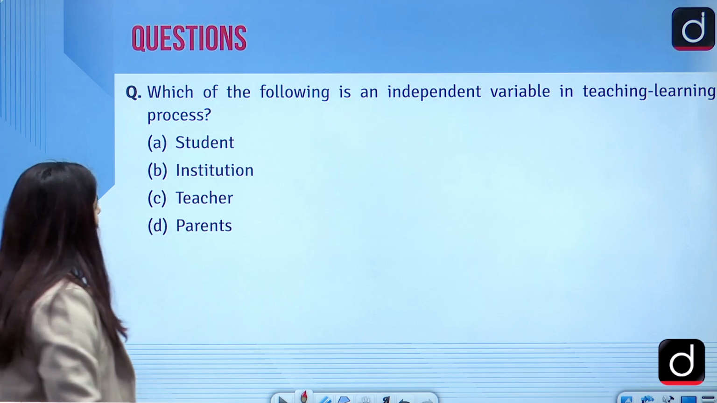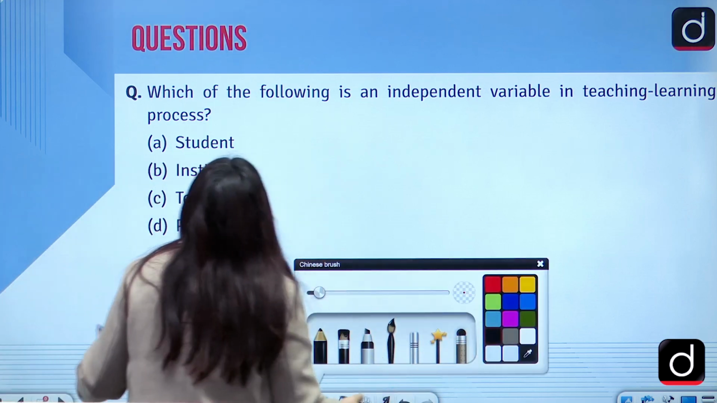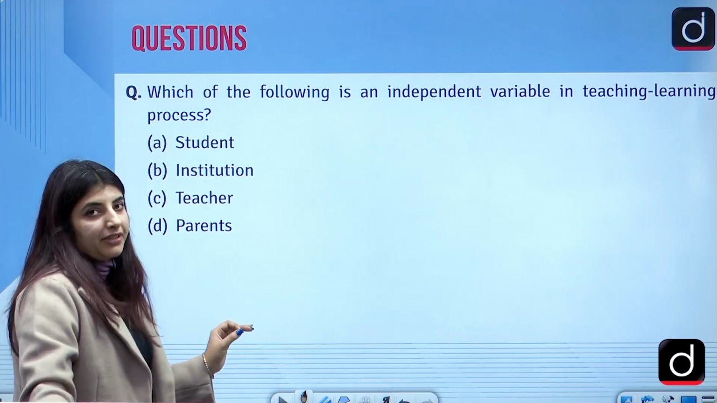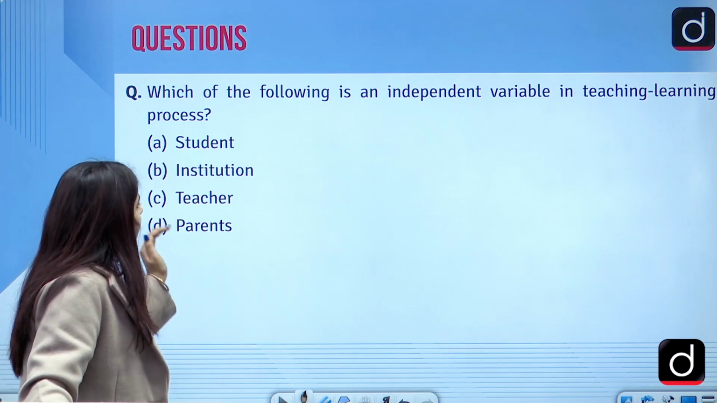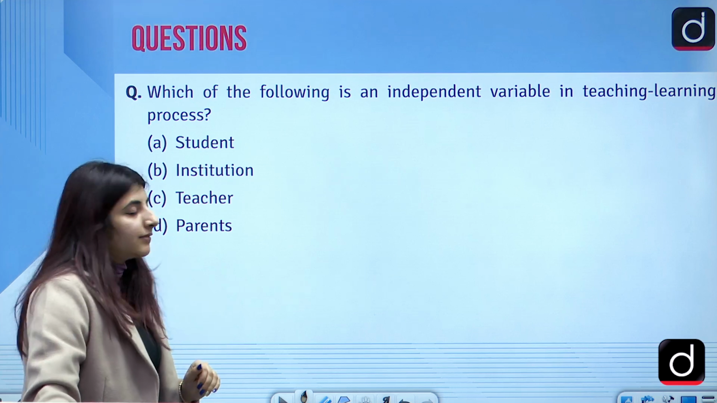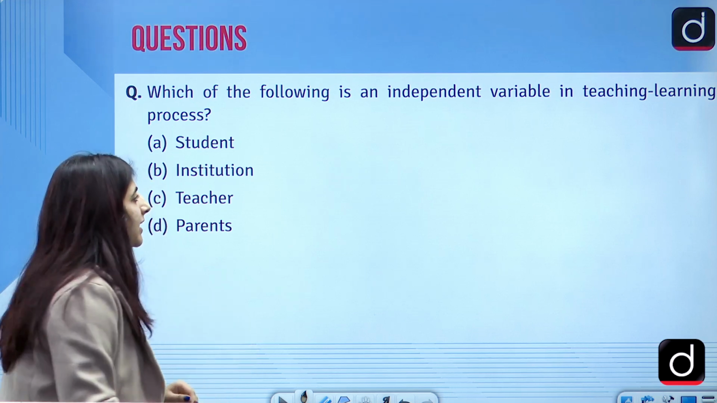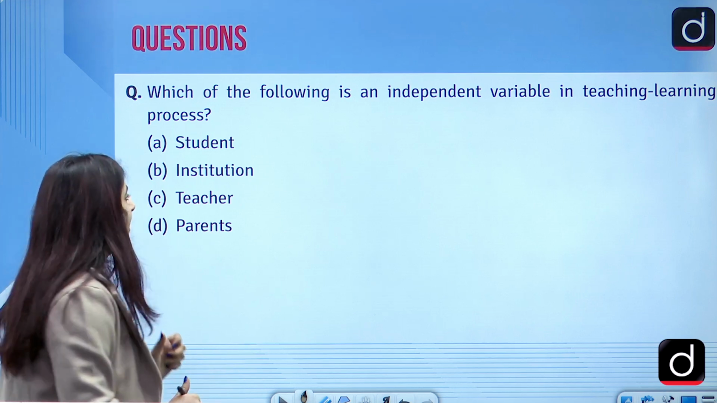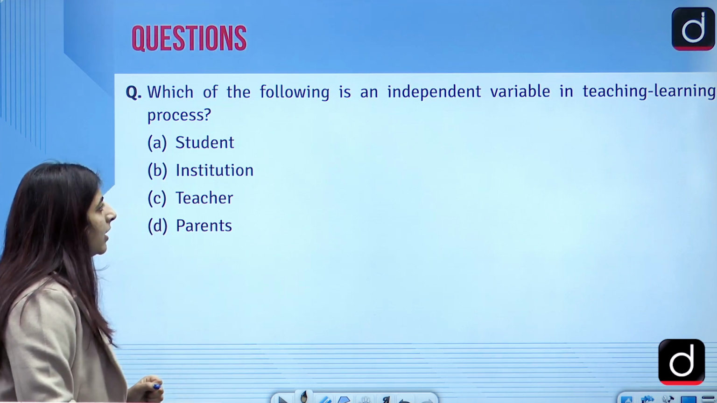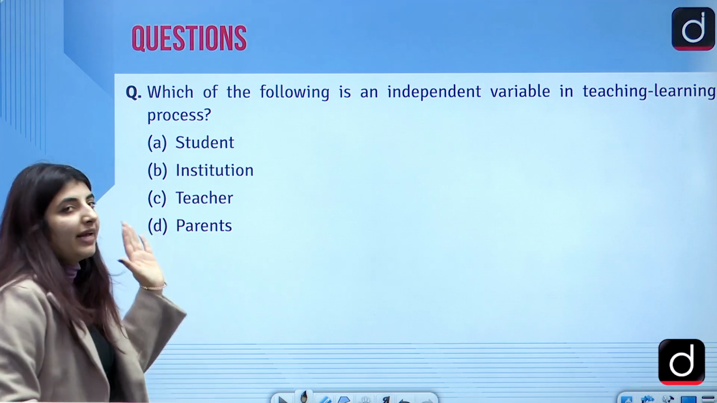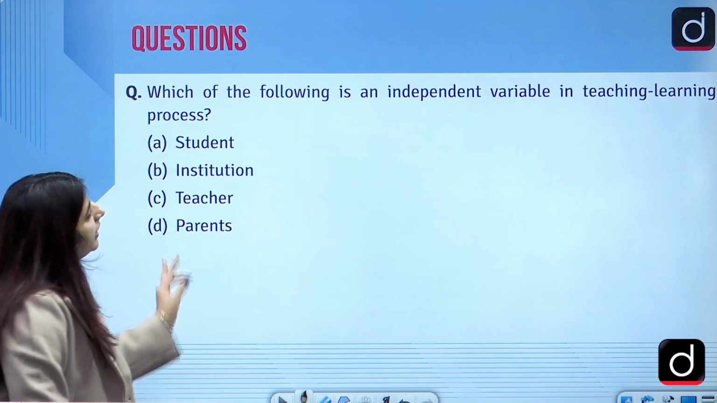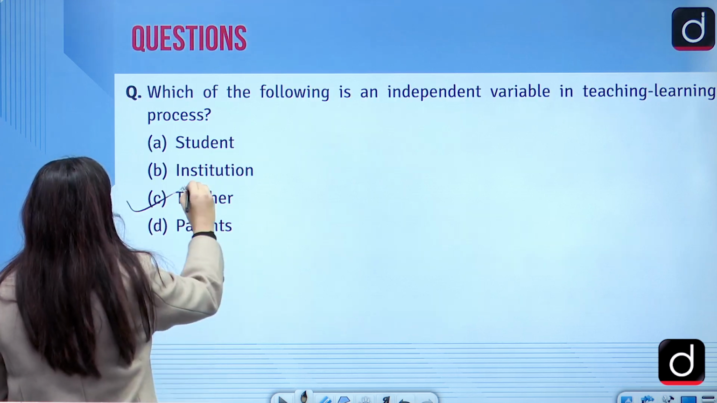The next question that we have here is, which of the following is an independent variable in the teaching learning process? Right? Student, institution, teacher, or parents? Pause the video, see what the answer is here. And by now, I think you all will be able to crack what we have here as an answer. So the answer for this question is C, independent variable.